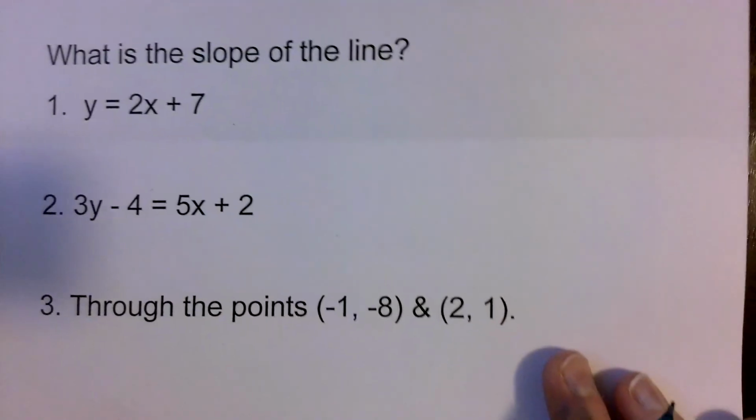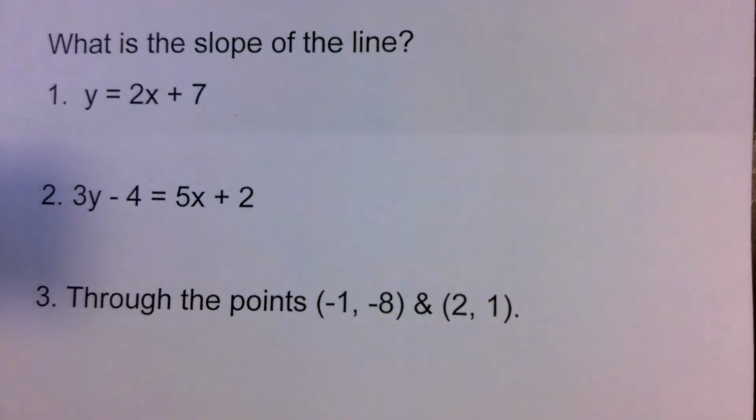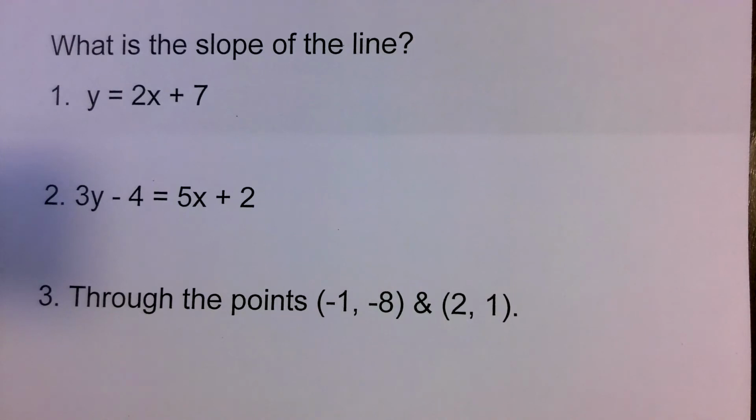Okay, so the last thing that we're going to do, I want you to pause it and see if you can determine the slope of each one of these lines. So you've got 1 and 2, you've got the equation of the line, trying to determine what the slope is, and then the last one is through the 2 points. Okay, so pause the video, and then I'm going to go over it, but try them for yourself, and then confirm.